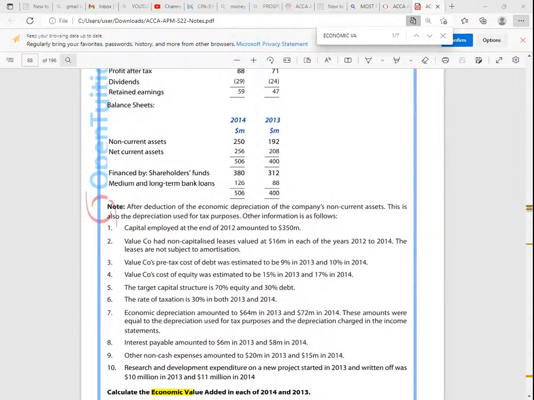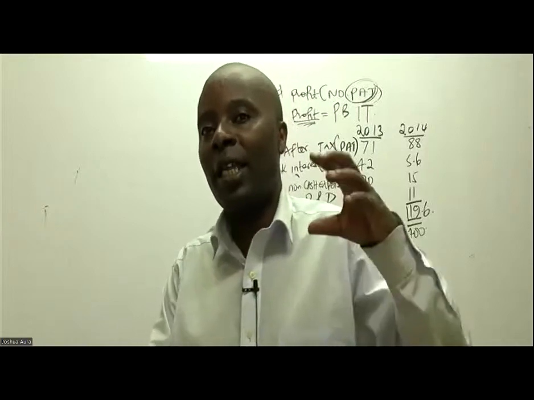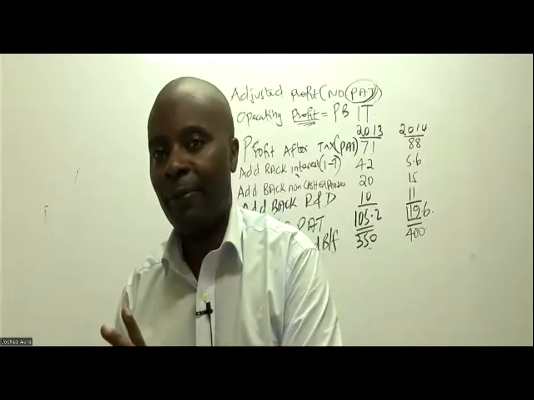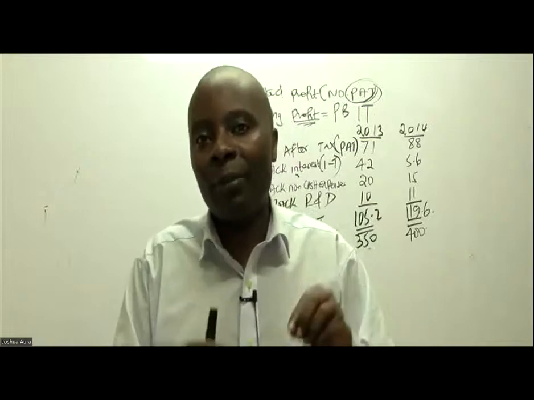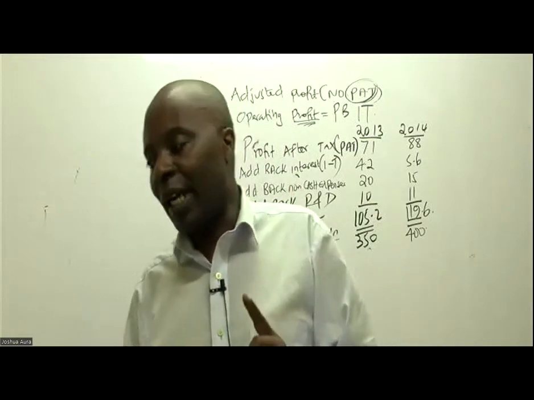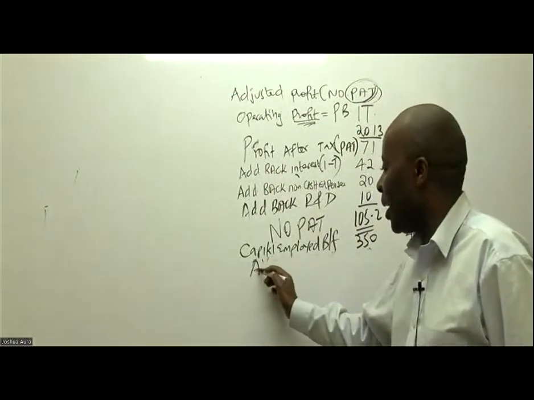Capital employed at the beginning of these years must be the capital that was employed at the end of the previous year. If it is 2013, capital employed at the end of 2012 was brought forward. Capital employed at the end of 2013 becomes the capital employed at the beginning of 2014. And then from there, come and give us adjustments. So in this case here, come and say add back.